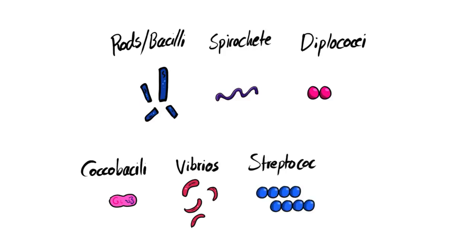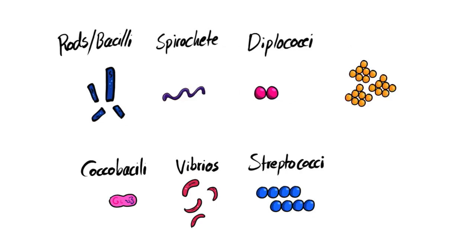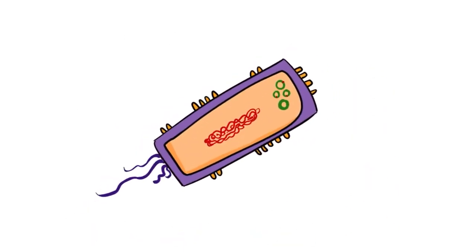Then we have streptococci, which are cocci in chains. And then we have the staphylococci, like we mentioned in our example, which are large cocci in irregular clusters. And then we have tetrads, which are cocci in a packet of four, from the name tetrads, tetra, which means four. Now we're going to discuss the bacterial architecture.